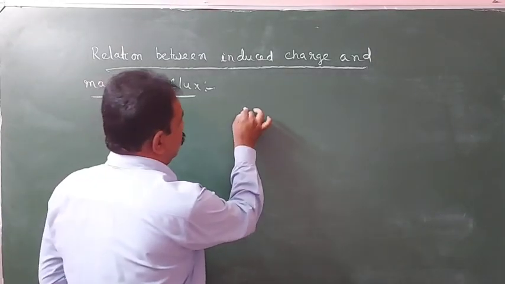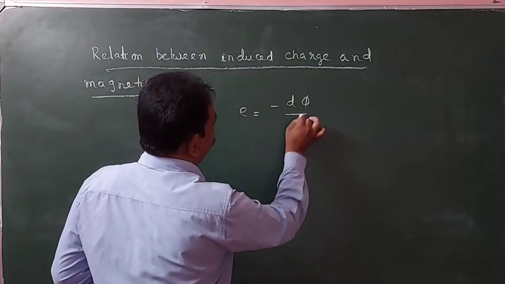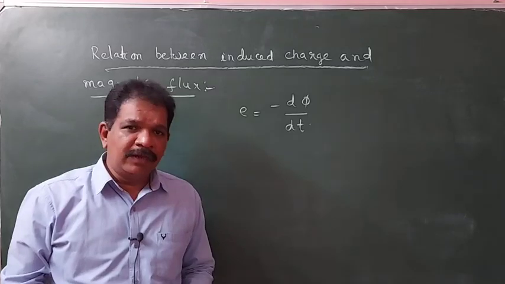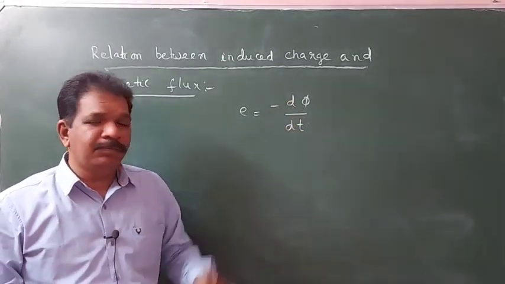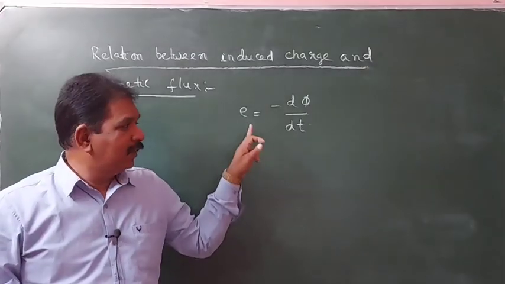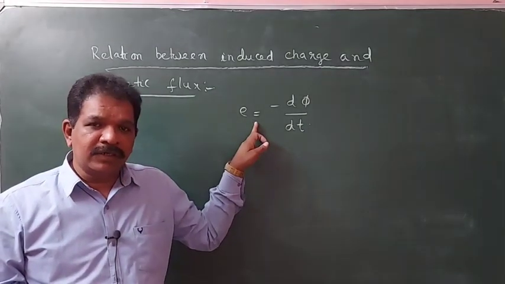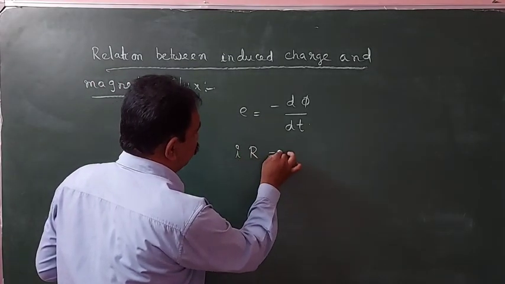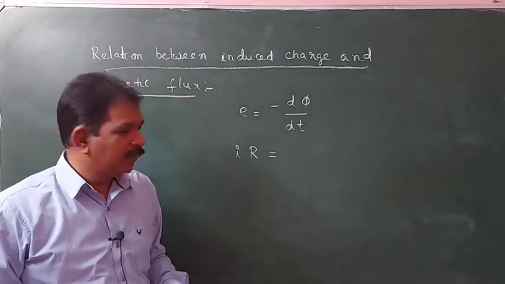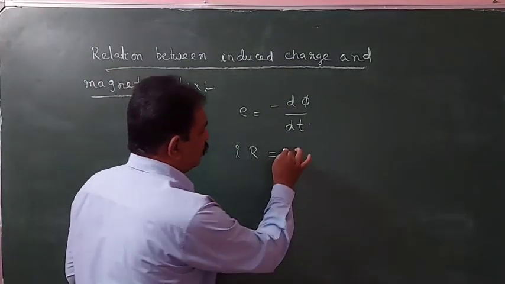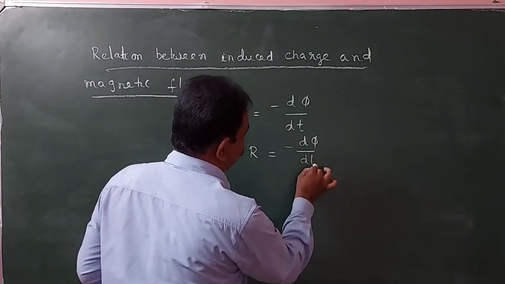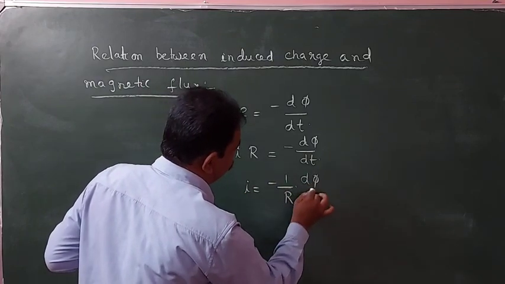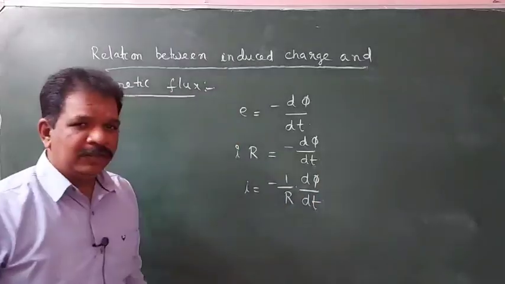We know E is equal to minus dφ by dt. Induced EMF, its value E is equal to minus dφ by dt. Understand? Here E is what? EMF, potential difference, all will be the same. So in place of E, we can write I into R. So IR is equal to minus dφ by dt. I is equal to minus 1 by R into dφ by dt.